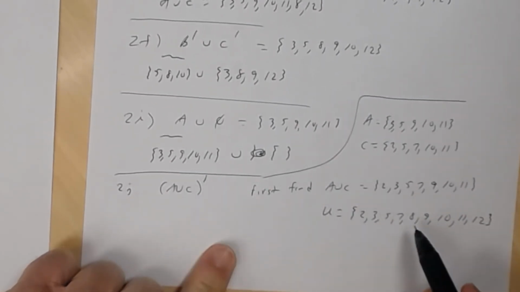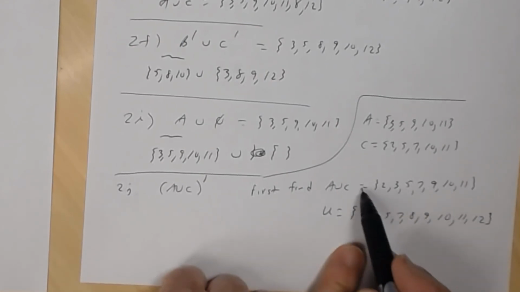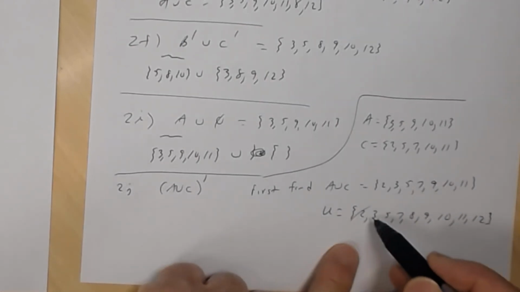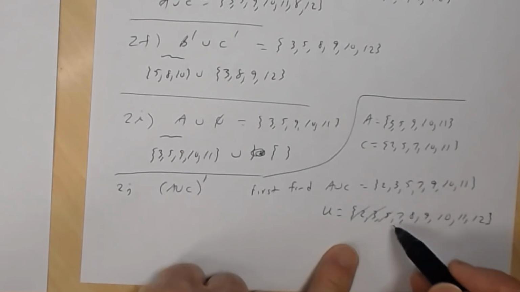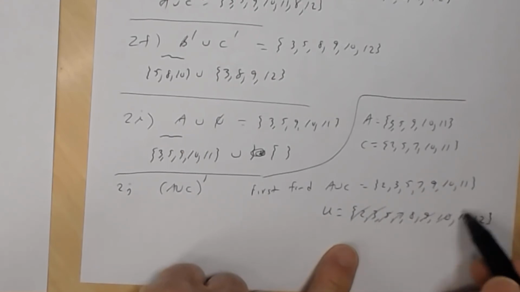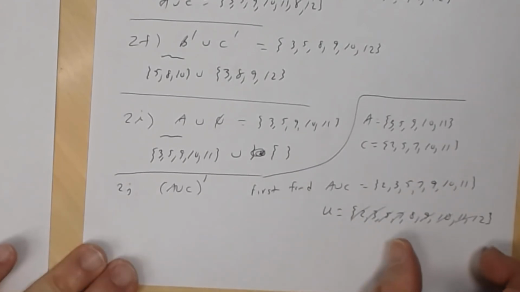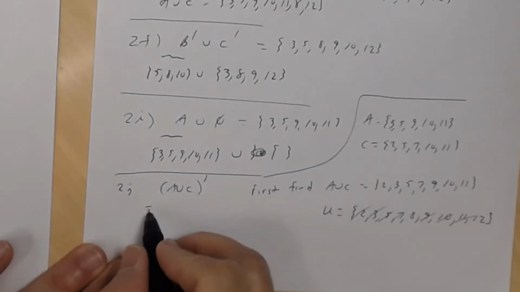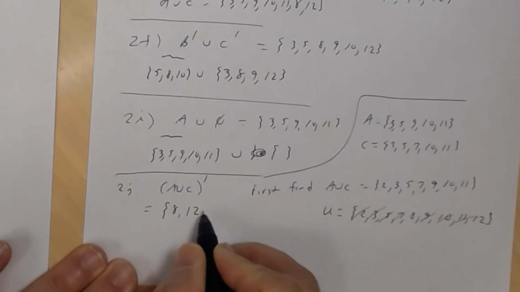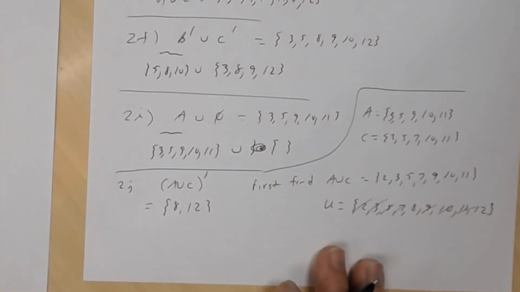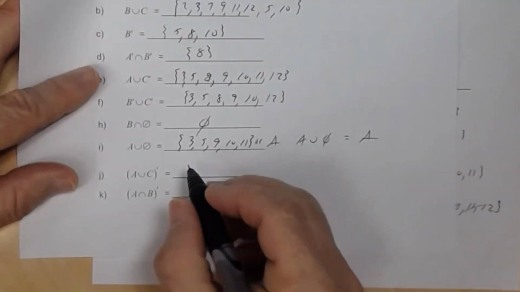Then the complement would be everything that's left in here when you take these out. So take this out, this out, this, this, this, this, and this. So what's left? The set that has the elements 8 and 12. So that's going to be 8 and 12. Okay? So 8 and 12.